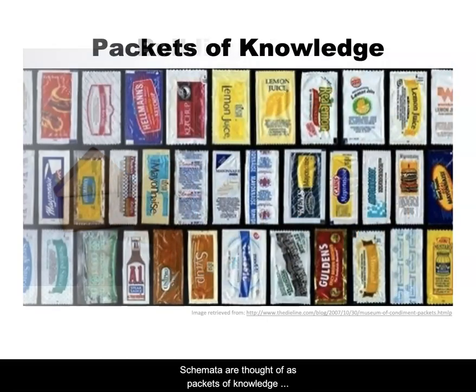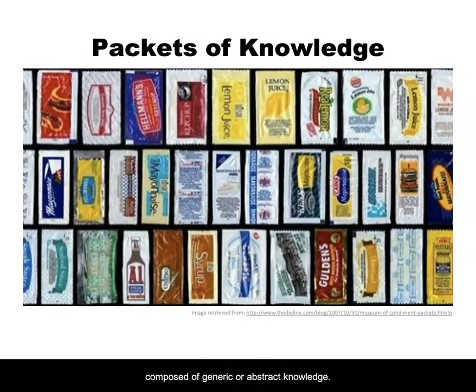Schemata are thought of as packets of knowledge, composed of generic or abstract knowledge, data structures that learners use to represent the generic concepts stored in their memory. They are guides for the encoding, organization, and retrieval of information, created and used without the individual's conscious awareness and relatively stable over time.